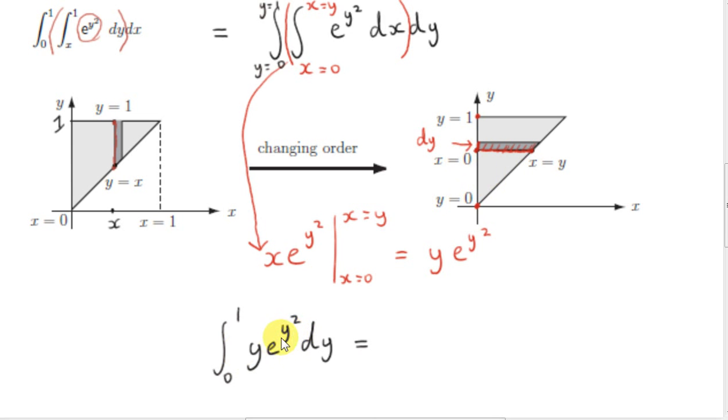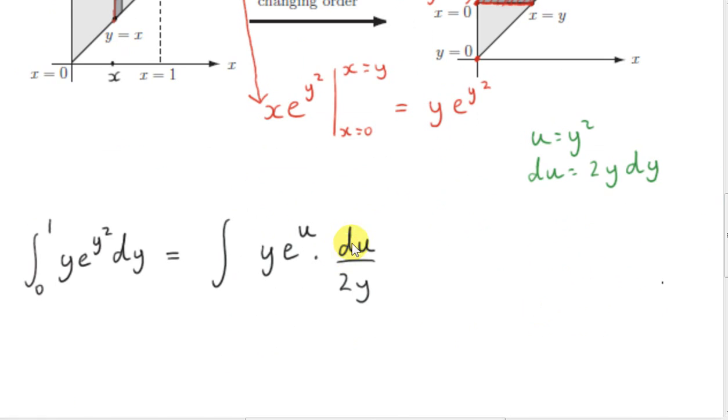Now we don't have to use integration by parts because we can see that y is just the derivative of y squared. So if we let u equal y squared, we can easily solve this integral. We see that du is 2y dy, so it follows that dy is just du divided by 2y, so the y's cancel and we get a straightforward integral.